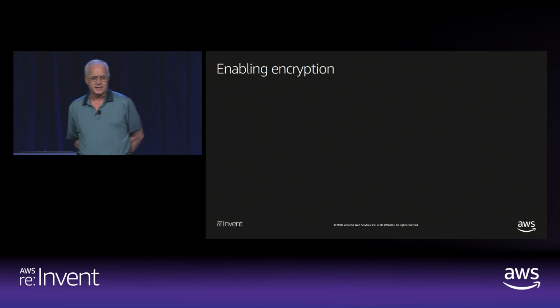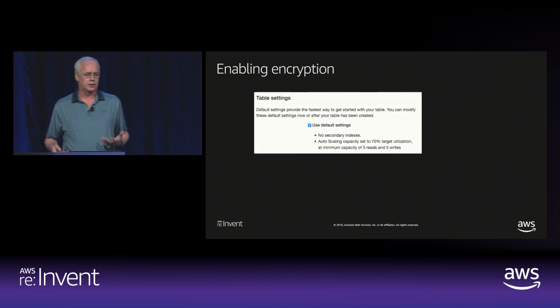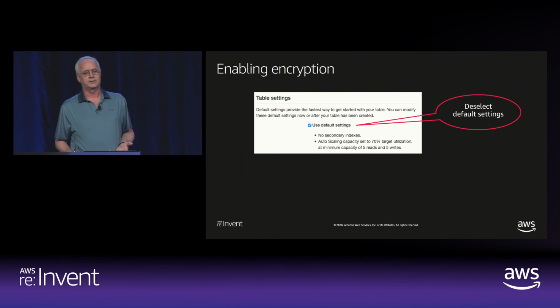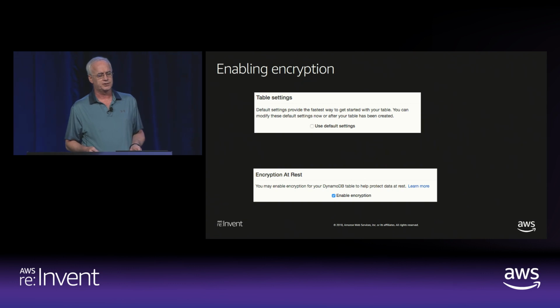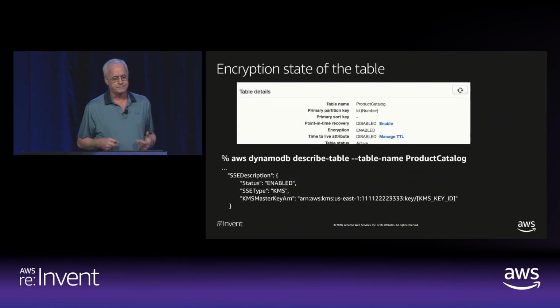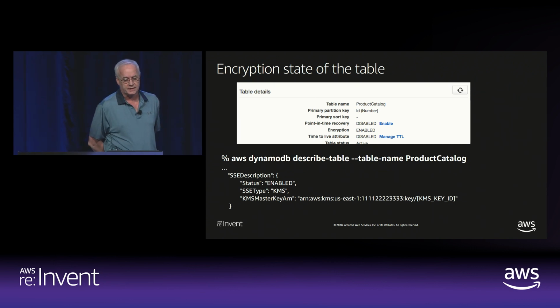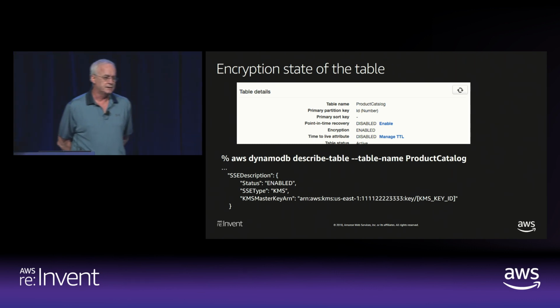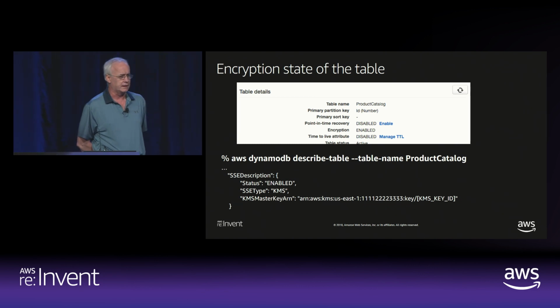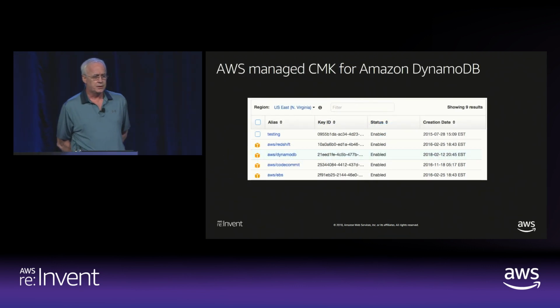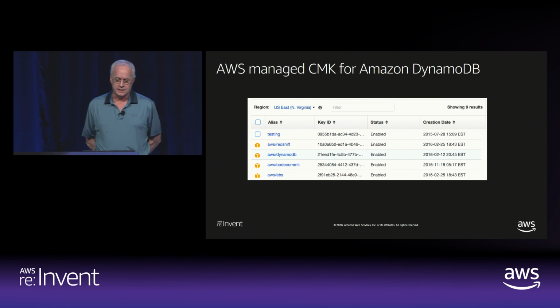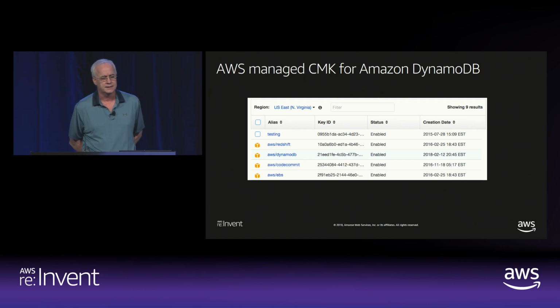So enabling encryption is a pretty simple model. If you go to the DynamoDB console and the default settings, you go and change the default settings so that you can turn on encryption by just flipping one switch. I'll also show you how you can do that with the command line. But the result is you'll see that the encryption flag shows as enabled. And if you describe the table, you'll see that it tells you that the encryption is enabled and what key is actually being used to protect that table. If you go and look in the KMS console, you can see that there's a DynamoDB key. And that's the AWS managed CMK that's in your account that we use for accessing and controlling access.